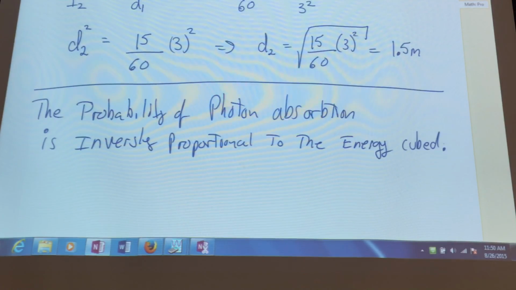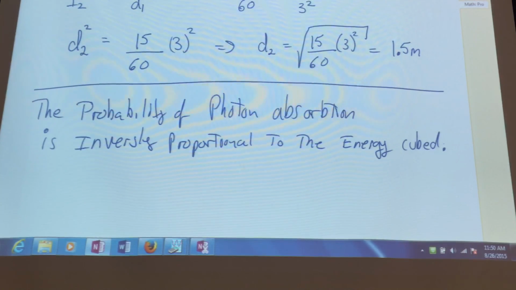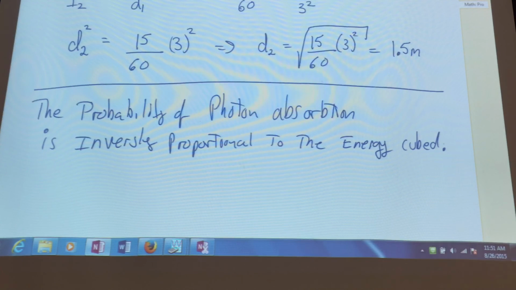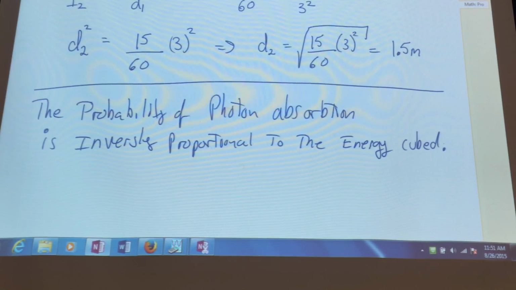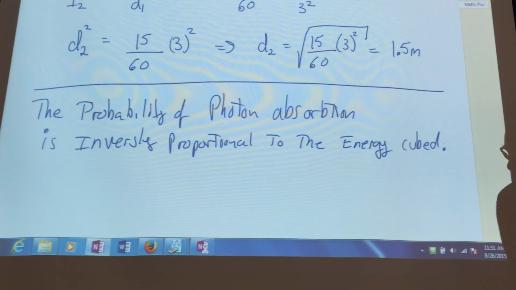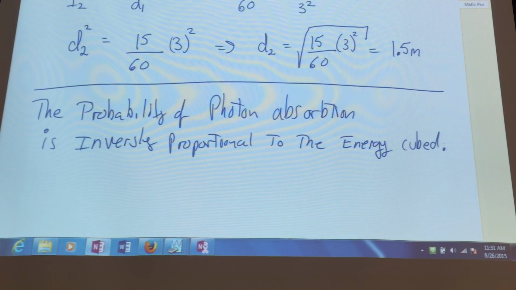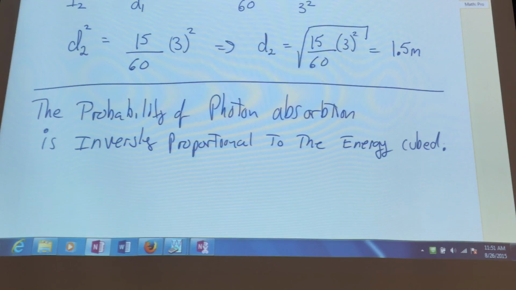In case you're wondering where this occurs in the book, the actual usage of this occurs in chapter 9. I'm not trying to get you there, I just want you to be able to use the proportionalities. Proportionalities come up in many of the chapters, but this particular one comes up in chapter 9. So energy is represented by E here? Sure, E is a very good one for energy. So what is the energy cubed? The third power of the energy.